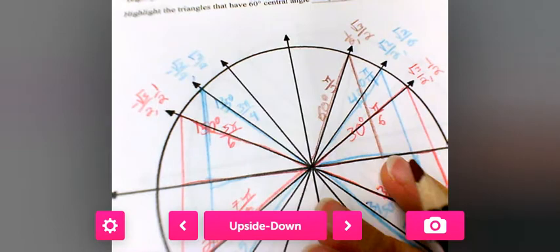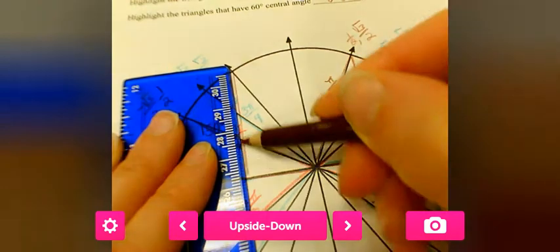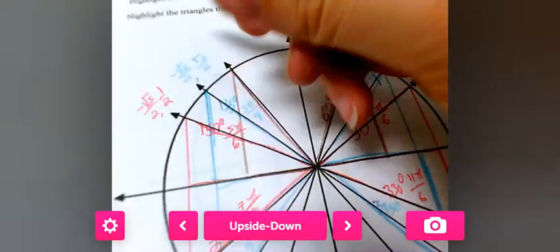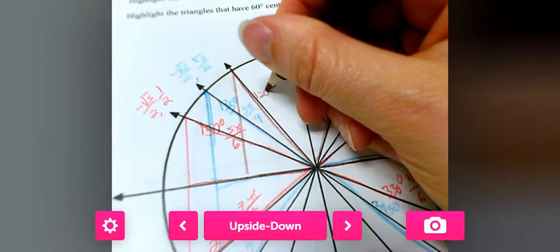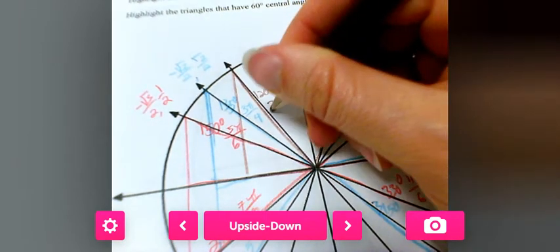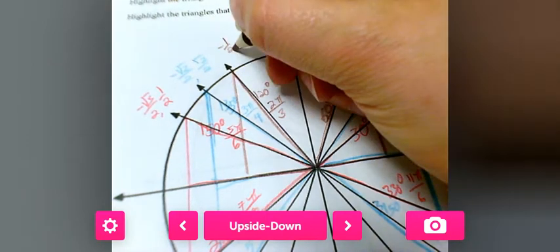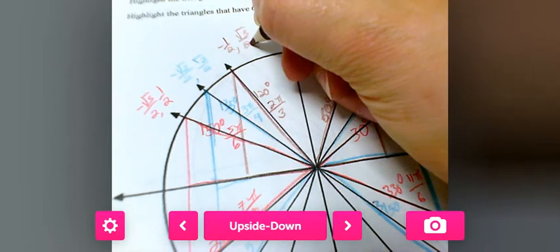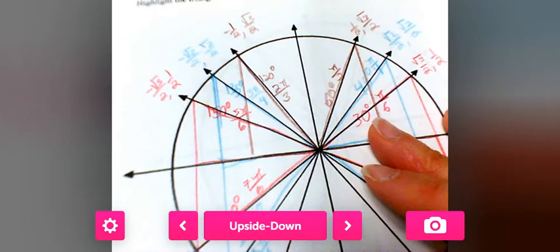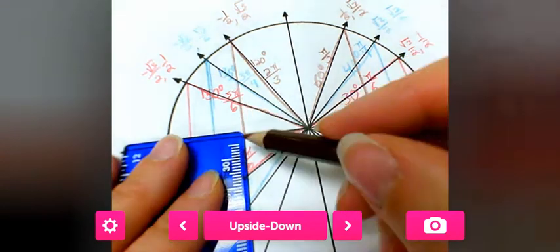Okay, we're going to reflect it over the y-axis. And we get this right here. And this is 120 degrees, and it is 2 pi over 3. And its points are negative 1/2, square root 3 over 2. And then we'll reflect that over the x-axis.